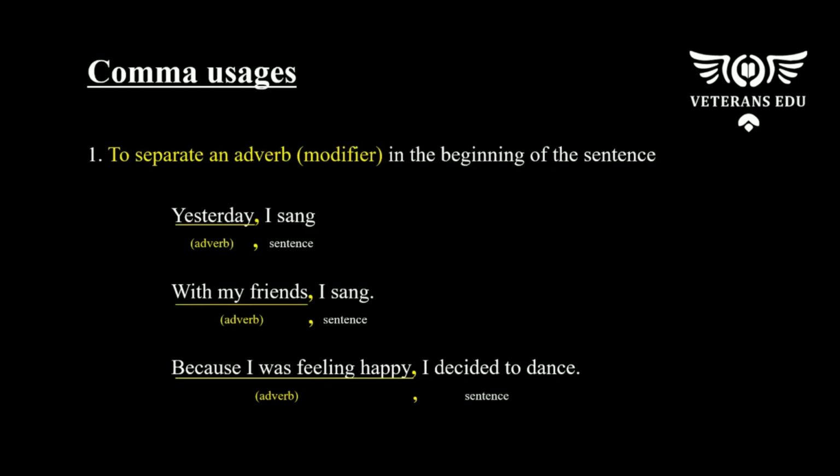The first comma usage and the most important comma usage is to separate an adverb in the beginning of the sentence. For example, when I say yesterday I sang, I need to put a comma between the word yesterday and I in order to separate the modifier or the adverb from the sentence. Likewise, in the second sentence, with my friends I sang. In the third sentence, because I was feeling happy I decided to dance, I need to use a comma to separate the adverb from the sentence, to clarify where the sentence begins.